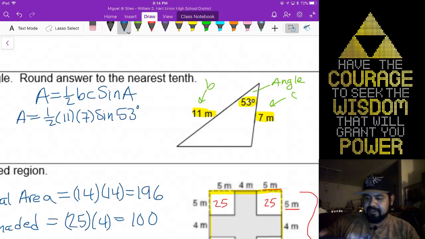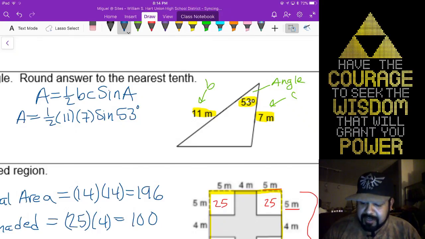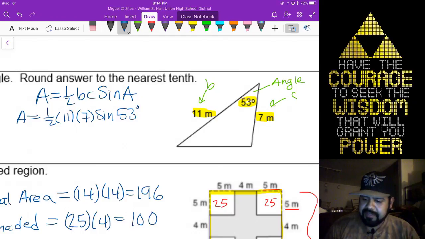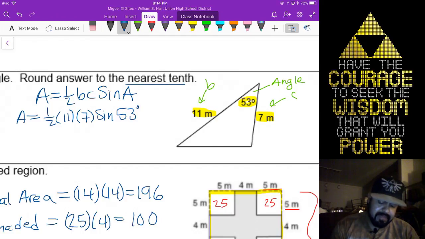Pull up that calculator, yo. Alright, let's see here. So 0.5, which is my 1/2, times 11 times 7 times sine 53. So you should get 30.7. Round to the nearest tenth. After the 7 is a 4.